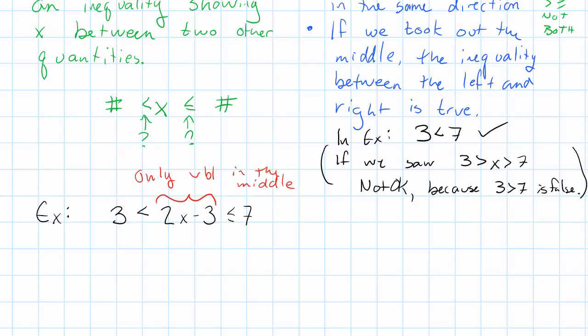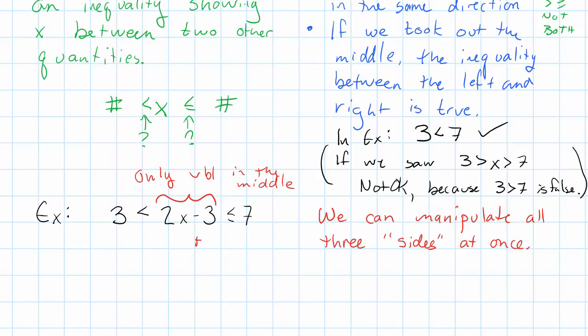We can manipulate all three sides, quote unquote, at once. So we can add 3 in the middle, on the left, and on the right. We'll get 6 is less than 2x is less than or equal to 10. And then we can multiply by 1/2 on the left, in the middle, and on the right.